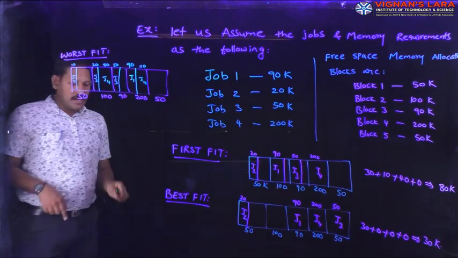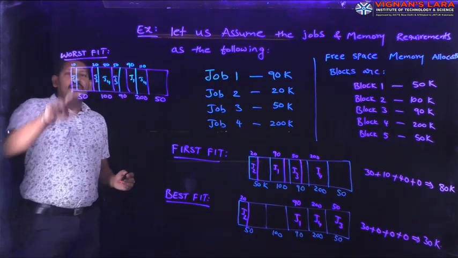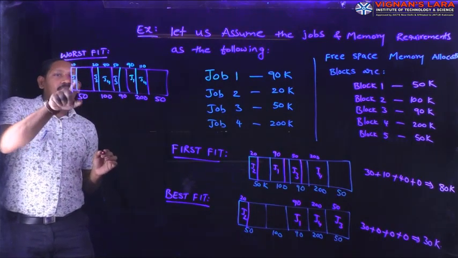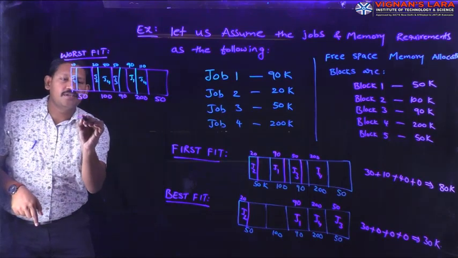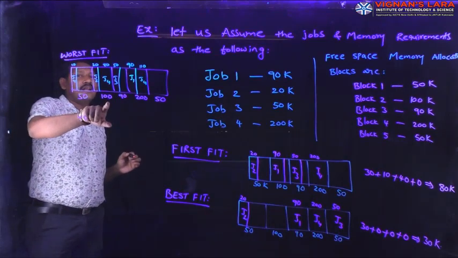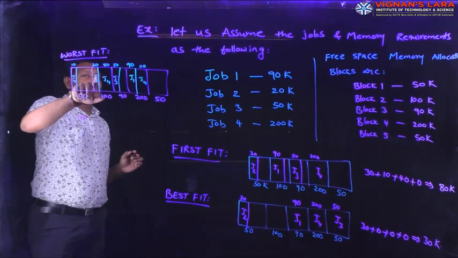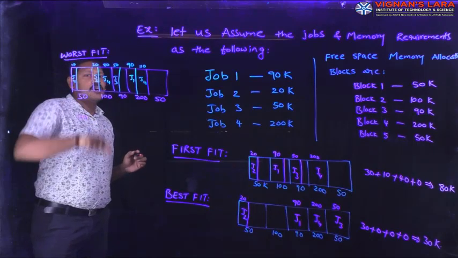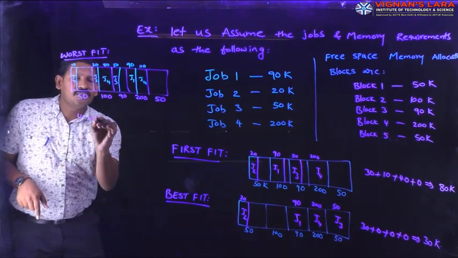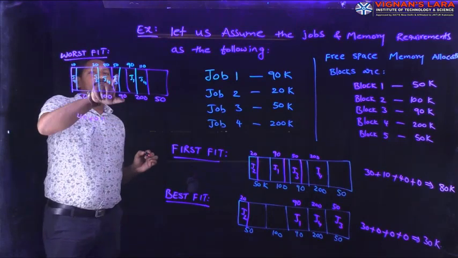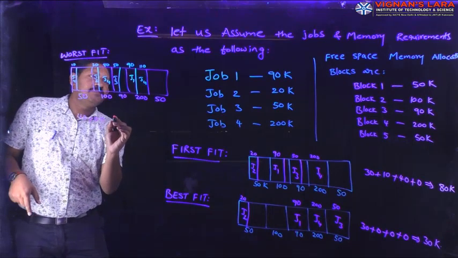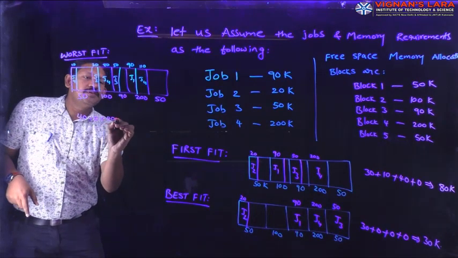So if you calculate the wastage here, in the first block, it is capable of accommodating 50, but we have stored only 10. So 40 is being wasted. Okay. Coming to the second one, it is capable of accommodating 100k. We have used 20k for job 2 and 80k for job 4. So there is no wastage here. Coming to here, the total available space is 90 and we have utilized 50 for job 3. The remaining 40 is being wasted.